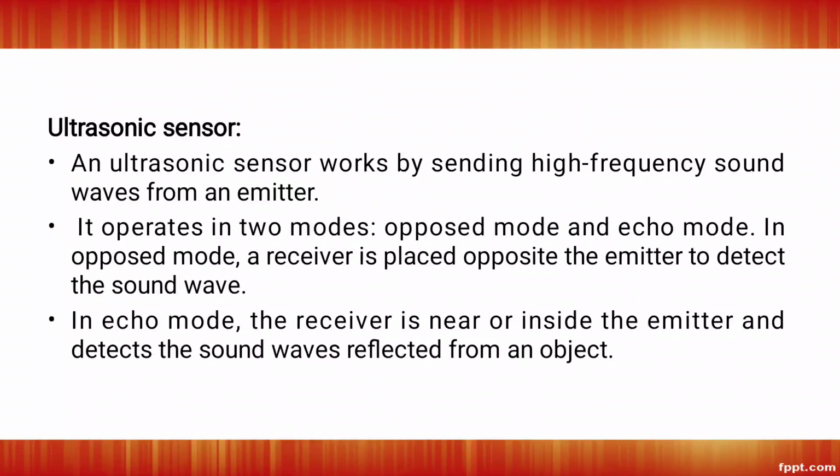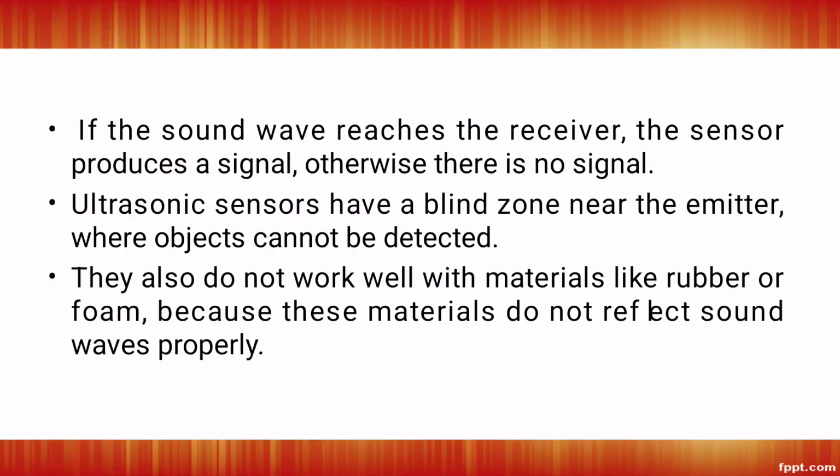Next is the ultrasonic sensor. An ultrasonic sensor works by sending high frequency sound waves from an emitter. It operates in two modes, opposed mode and echo mode. In opposed mode, a receiver is placed opposite the emitter to detect the sound wave. In echo mode, the receiver is near or inside the emitter to detect the sound wave.